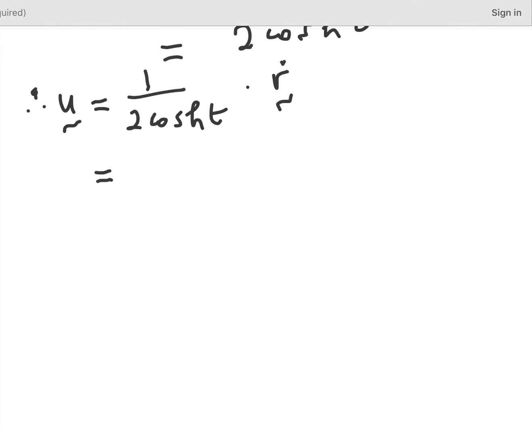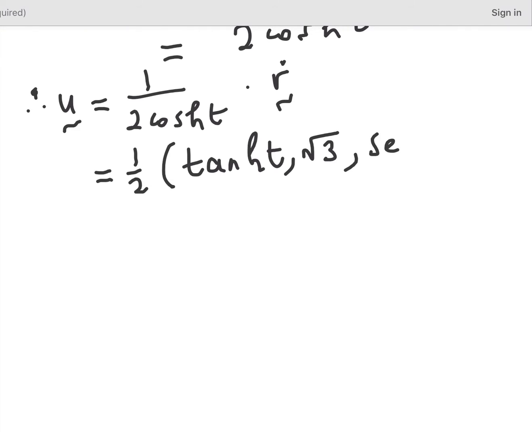So this would then be removing the half outside. If you simplify that, dividing r dot by cosh, we end up with tanh. Then we get the second component as cosh divided by cosh. That would be 1 times root 3, that's root 3. And then we get 1 over cosh, which is sech. That's your unit tangent vector in this example.